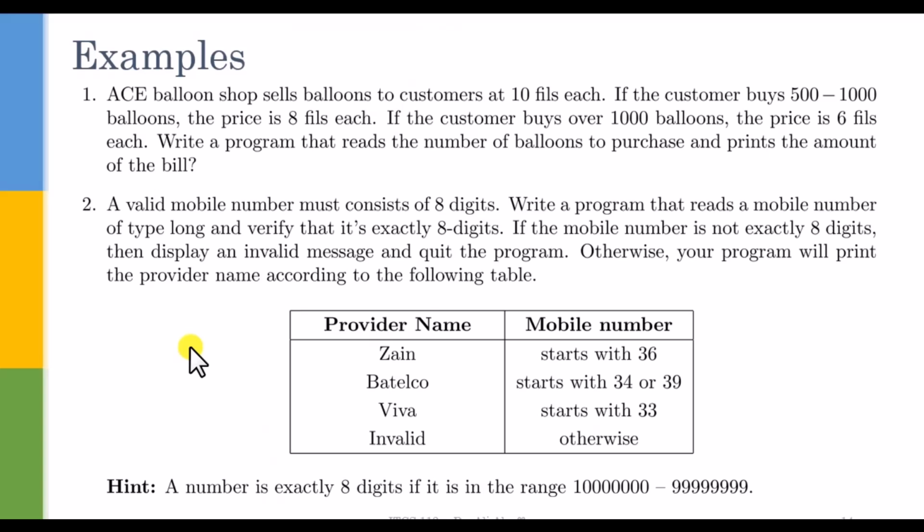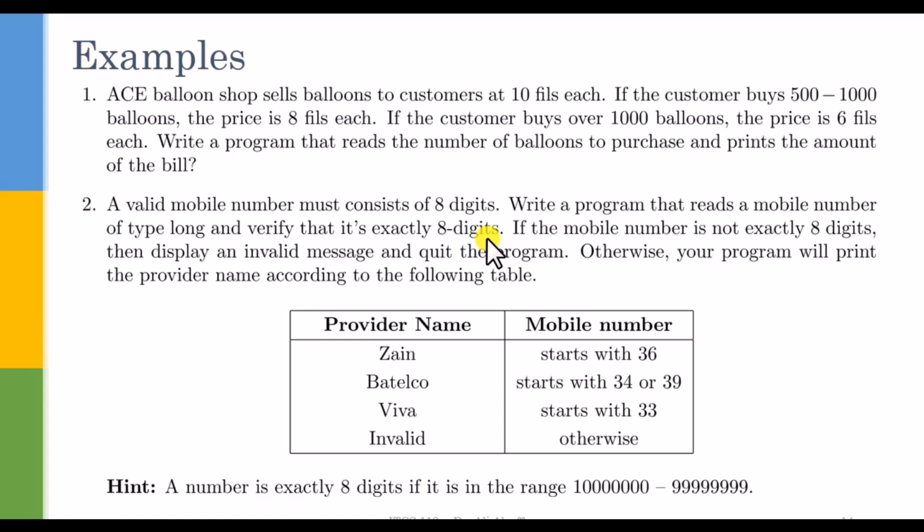For our next example, which is number 2, a valid mobile number must consist of 8 digits. And this is how it works in Bahrain. Write a program that reads a mobile number of type long, so the data type will be long, and verify that it is exactly 8 digits. Verify means make sure that it is exactly 8 digits.